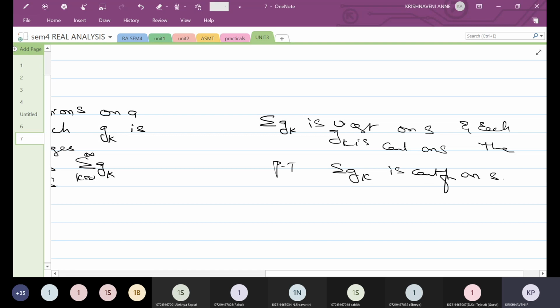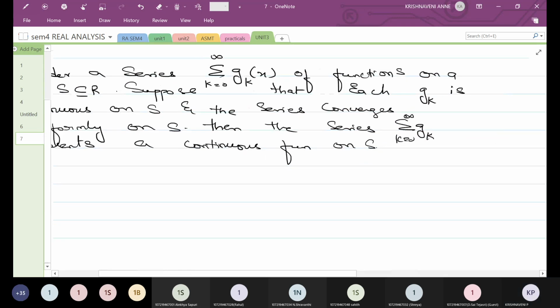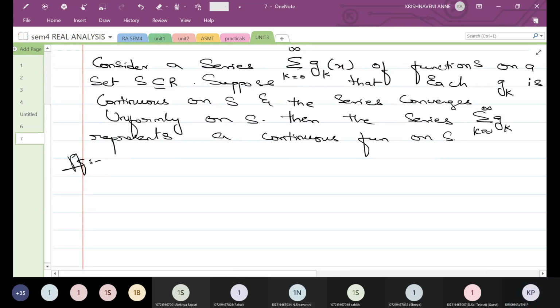I'm repeating the same statement with a small change. What is given? Summation gk is uniformly convergent on S and each gk is continuous on S. Then we are supposed to prove that summation gk is a continuous function on S. When each gk is continuous, we are proving the entire series is also continuous. Is it clear, everyone?